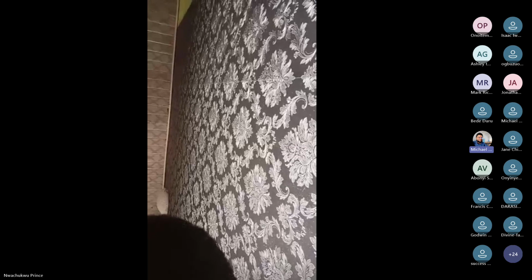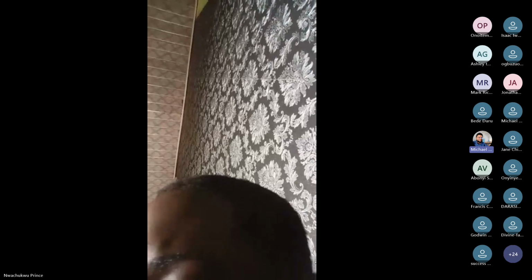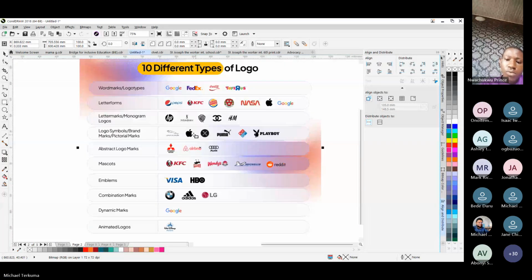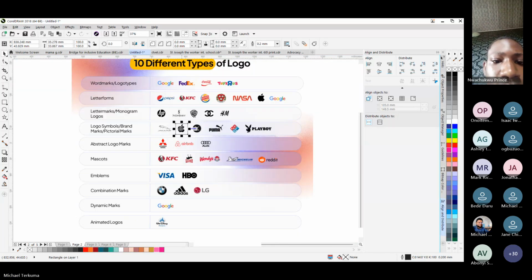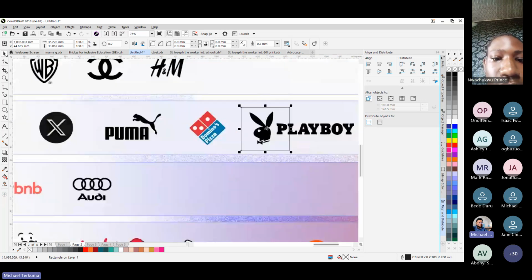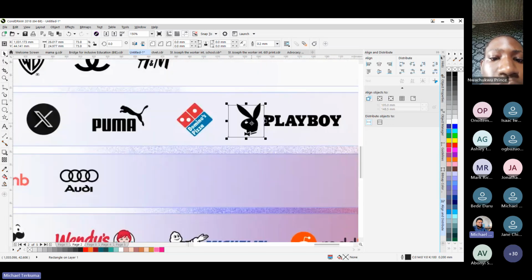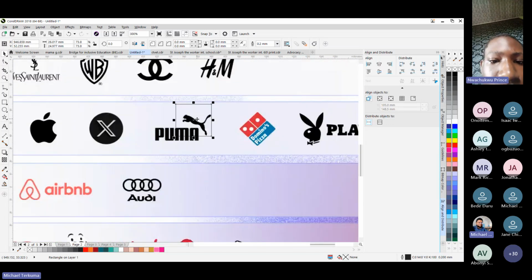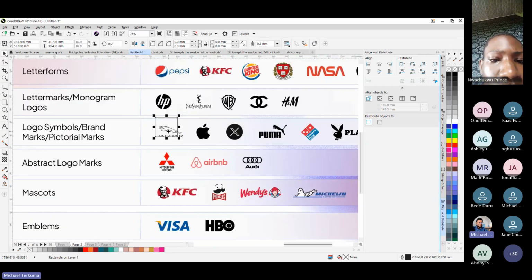Let me go back to the other images I shared, the last one I shared. I'll give you an example. You're seeing my screen, the Apple I highlighted. This is a brand mark, but this is a pictorial mark. This is an animal, a rabbit or something like that. It's a pictorial mark. This one is a pictorial mark. This one is a pictorial mark. Understand the difference now?